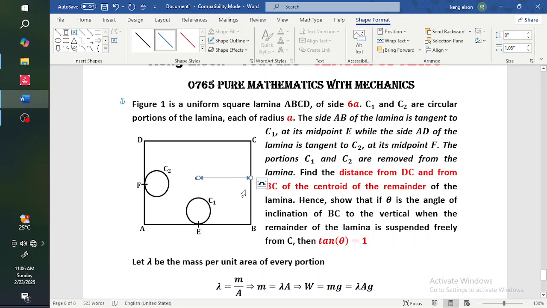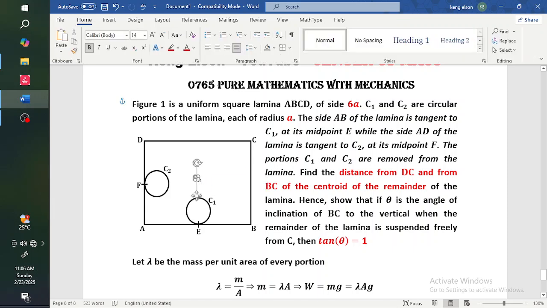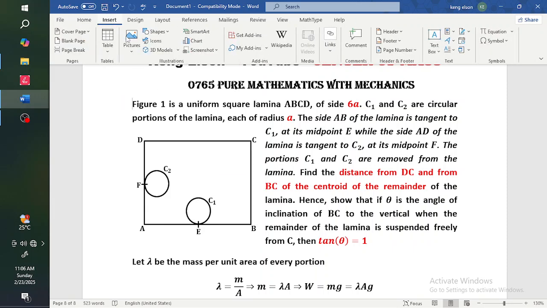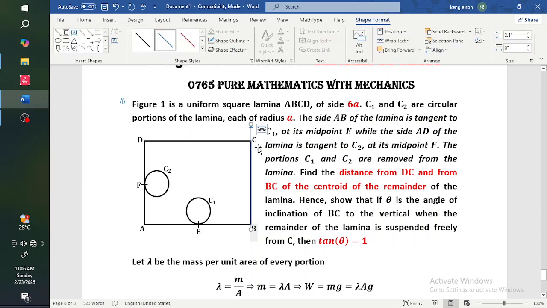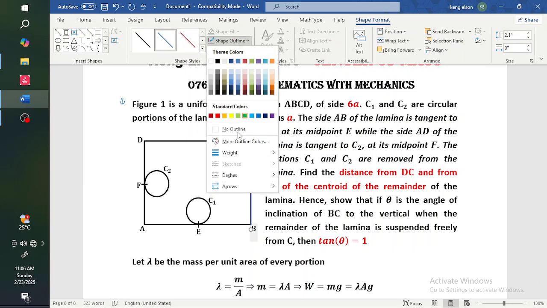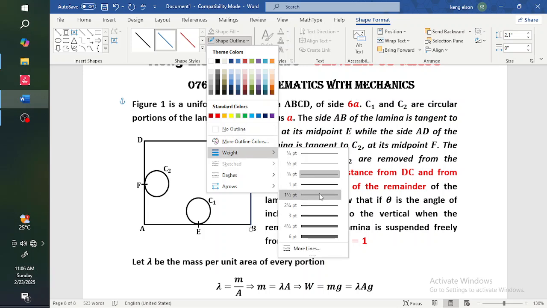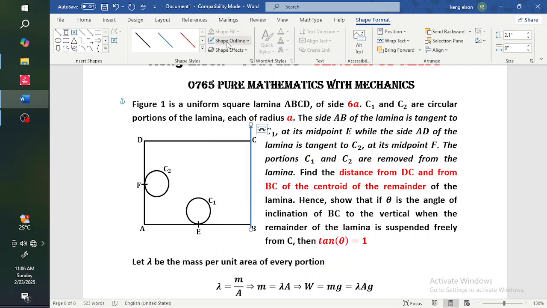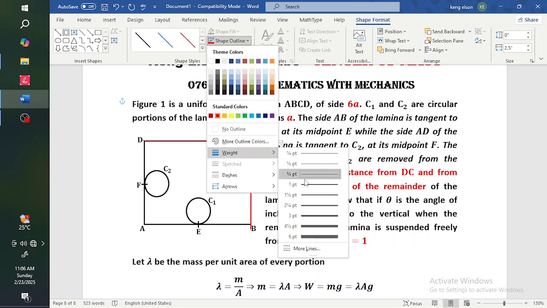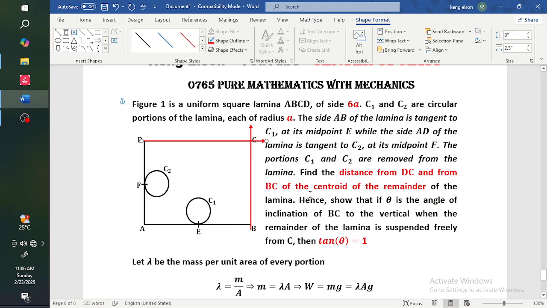It actually depends. Let us indicate our axes, so that we know exactly if it's going to be negative or positive. I'm going to come to this diagram and indicate my axes. That's my vertical axis, and then my horizontal axis is DC.